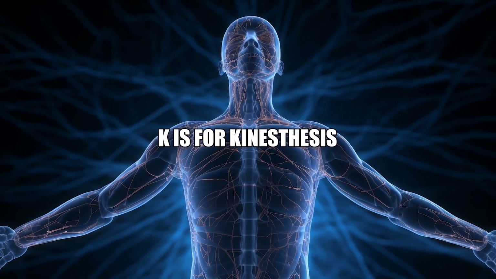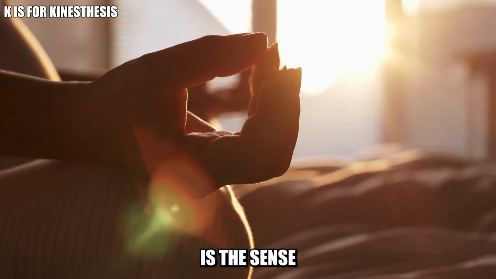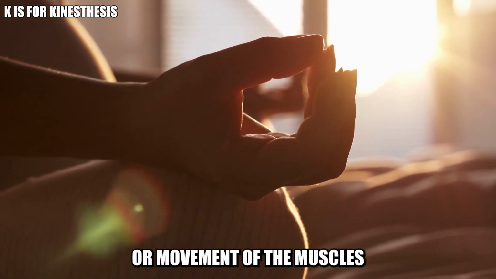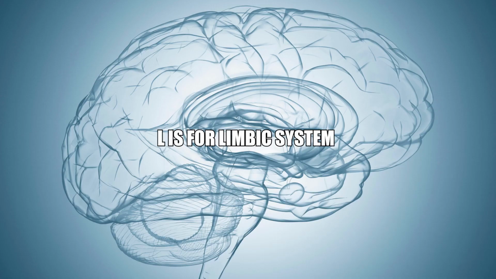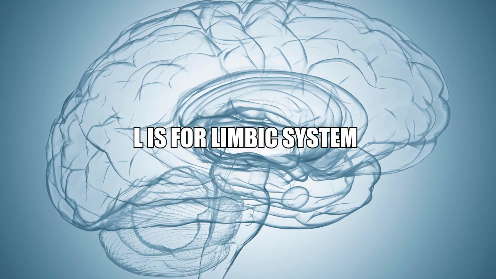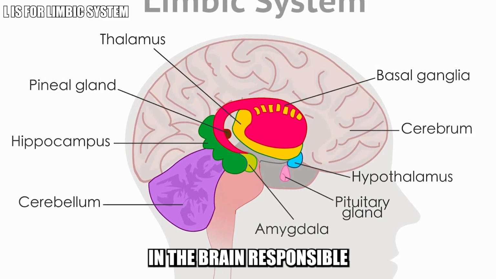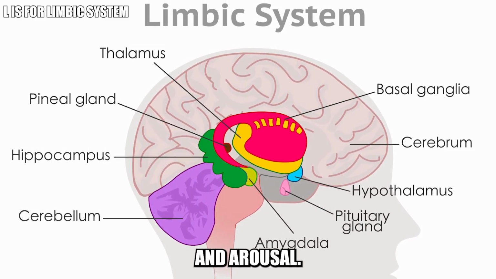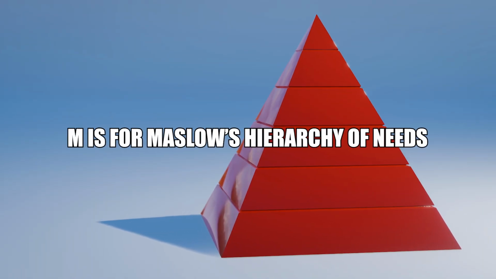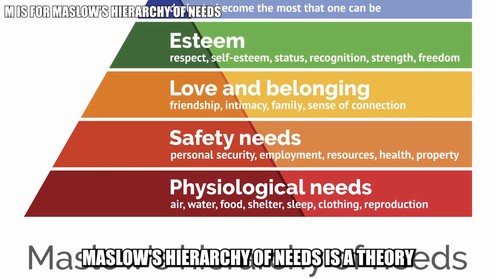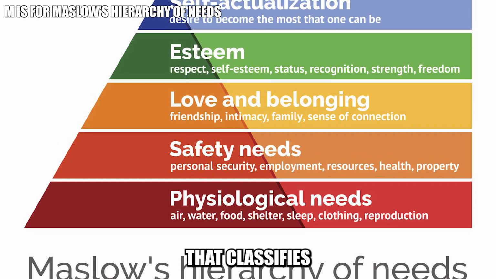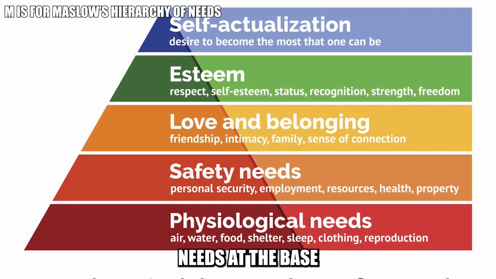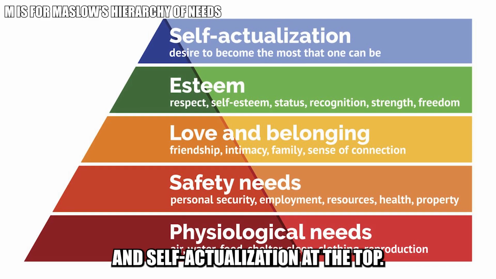K is for kinesthesis. Kinesthesis is the sense that detects bodily position, weight, or movement of the muscles and joints. L is for limbic system. The limbic system is a group of structures in the brain responsible for emotions, memories, and arousal. M is for Maslow's hierarchy of needs. Maslow's hierarchy of needs is a theory that classifies human needs into a hierarchy, with physiological needs at the base and self-actualization at the top.